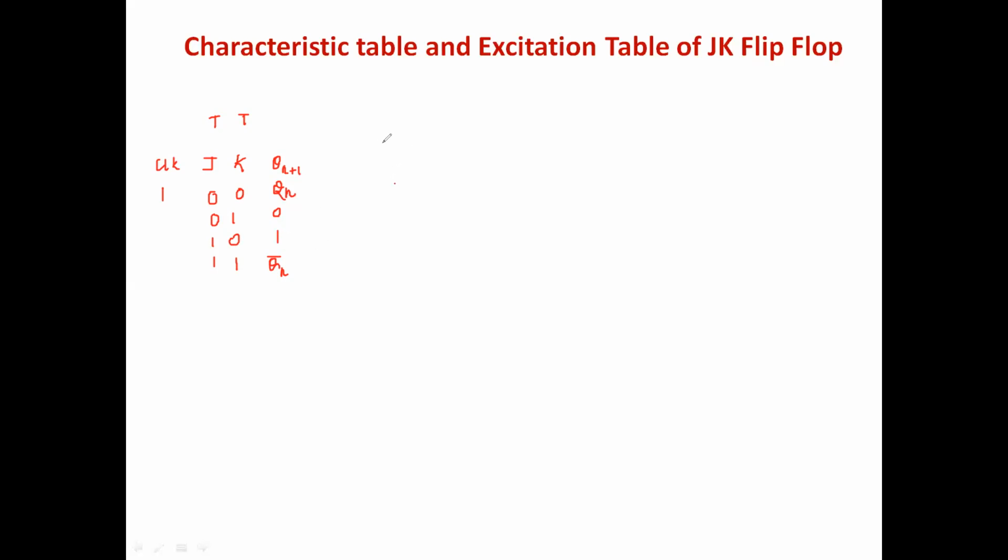So by having this truth table, let me construct the characteristic table. In the characteristic table, the inputs are the previous state and the present input, and my output is the next state. So I will be predicting what will be the next state by having the different combinations of input and the previous output. Since I'm having three inputs, I will be having 8 combinations of inputs.